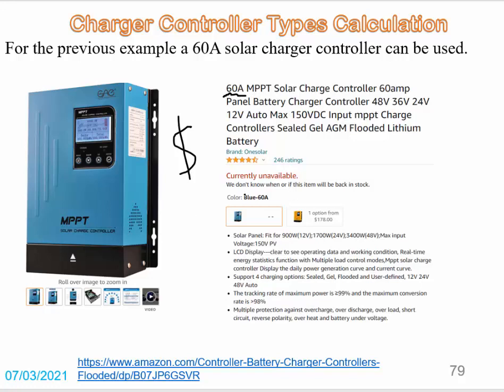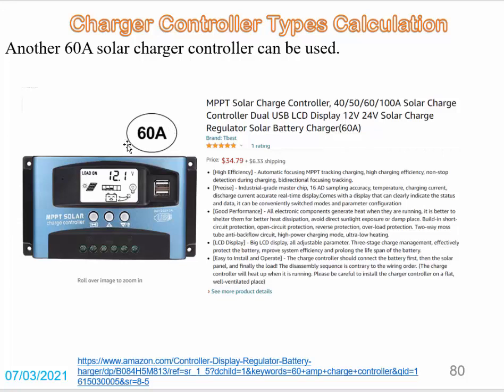Another type, of course, this one says currently unavailable. Maybe in the future it will be available. The other type we can see, this type is a 60 ampere MPPT solar charger, and we can see the price. It's about $34.7, and the shipping price is 6.33. So in total it's about $40. So the charge controller costs about $40.